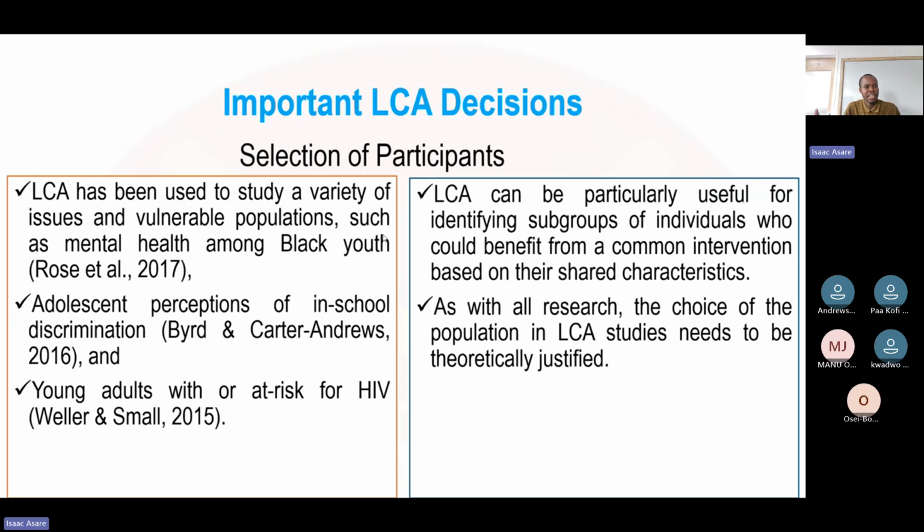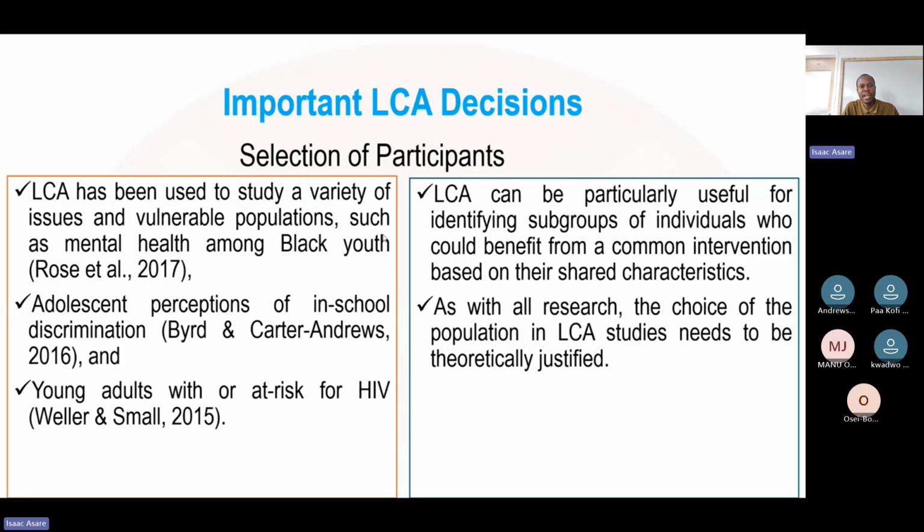There is another study too that was done, on adolescent perceptions of in-school discrimination, right? You want to find out how students, or let's say how people, are discriminated against in school and so on. And then the youths at risk when it comes to HIV and so on, right? There are a lot of studies, a lot of them.